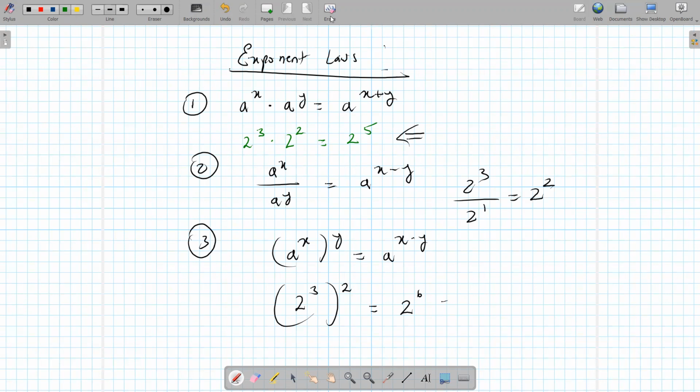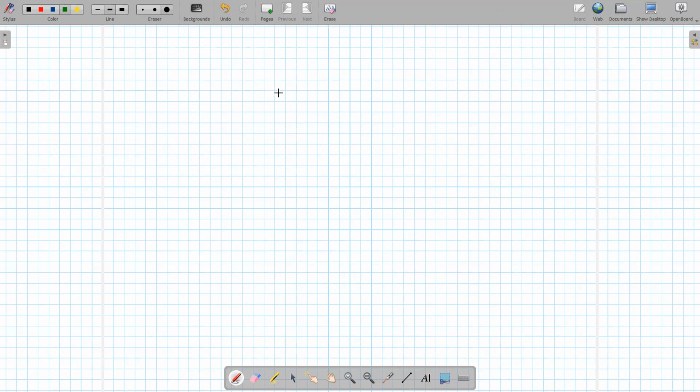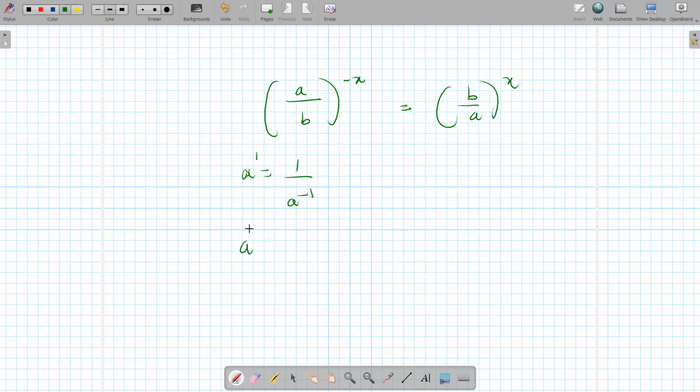There's a neat little trick though when it comes to fractions. If you have a over b to the power of negative x, what you can do is flip it upside down and the exponent becomes positive, right? And if you want to toss something into the denominator, the sign will flip. For example, a to the power of 1 becomes 1 over a to the power of minus 1. A to the power of minus 5 becomes 1 over a to the power of 5, like that.